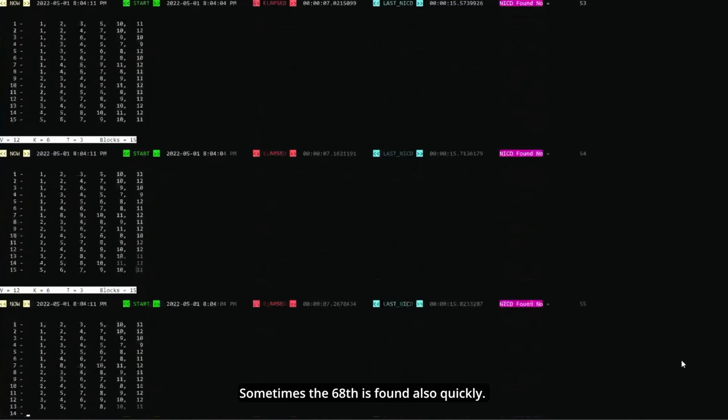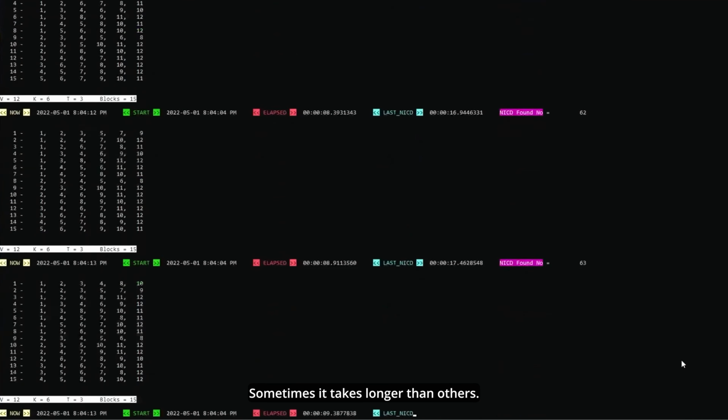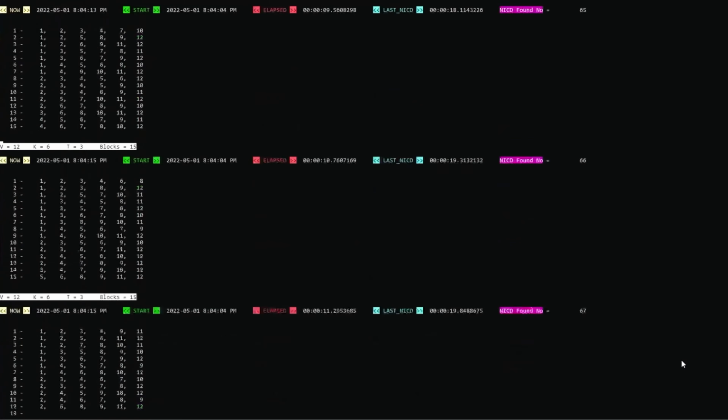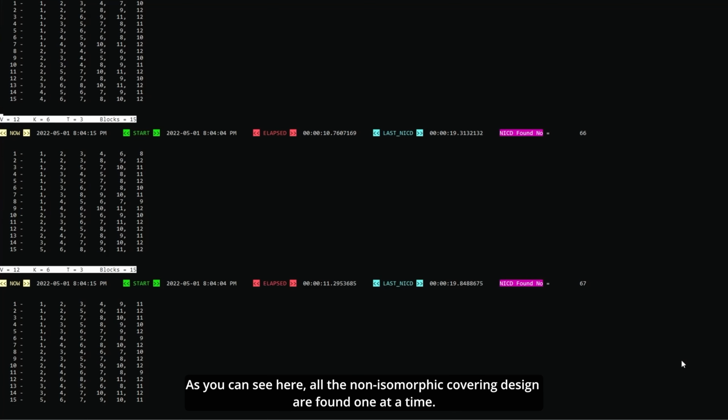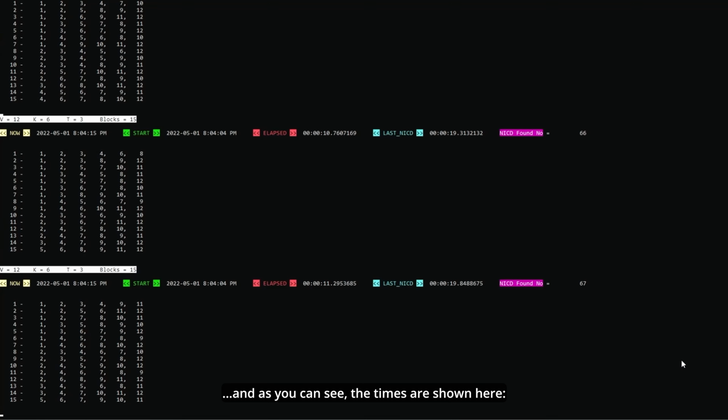Sometimes the 68th is found also quickly. Sometimes it takes longer than others. So here we're going backwards to show that, as you can see here, all the non-isomorphic covering designs are found one at a time. And here is the actual set of blocks, the 15 blocks for each one. And as you can see, the times are shown here.